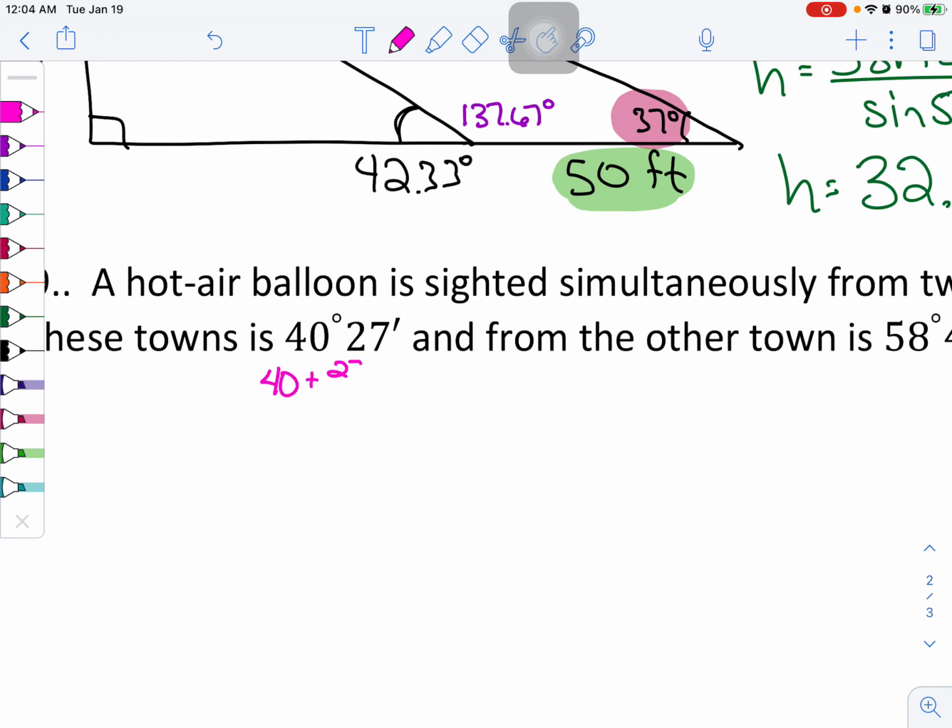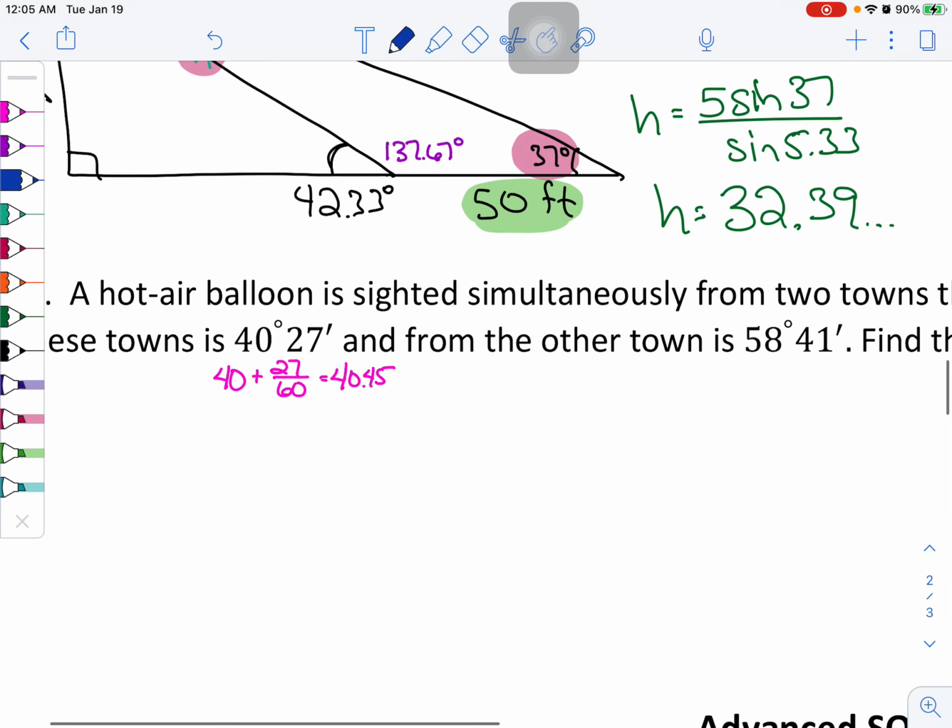So 40 degrees plus 27 over 60. Let's see what fun I get when I do that division. So 40.45, and there's no decimal. This isn't rounded at all. Okay, so that's actually really nice to work with.